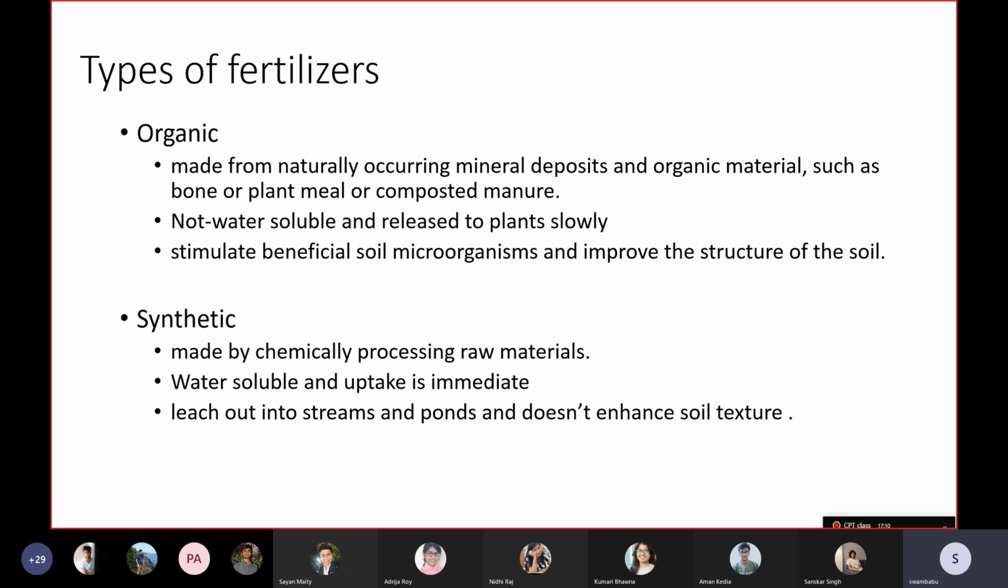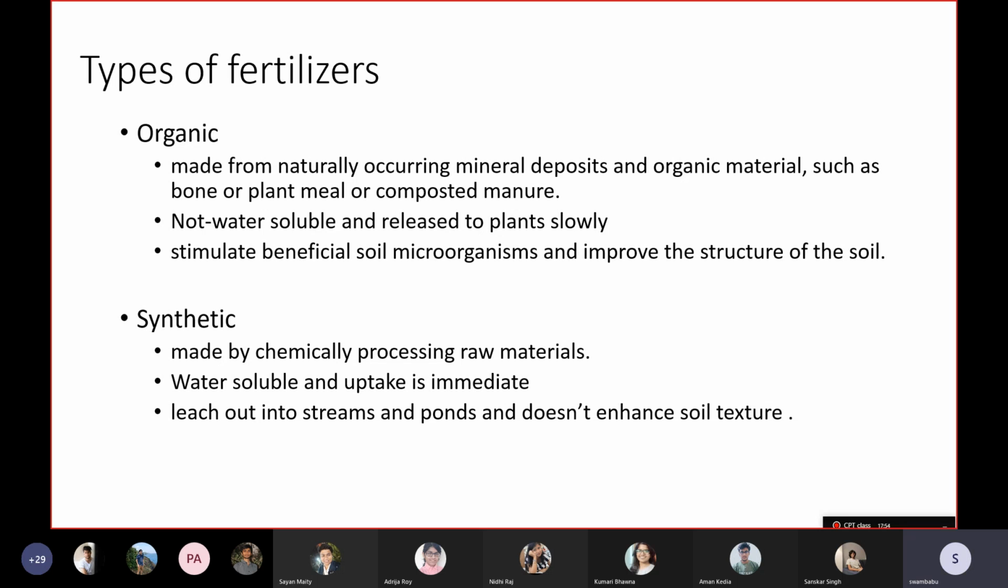But in contrast, when you use synthetic fertilizer, since they're readily soluble in water, what happens is the plants take some nutrients and whatever they don't take leaches into streams. Like if you have many fields, water flows from one point to another continuously. So whatever is soluble in water floats on the top. If plants take the nutrients, well and good. If they don't, the nutrients go along with the leaching water.